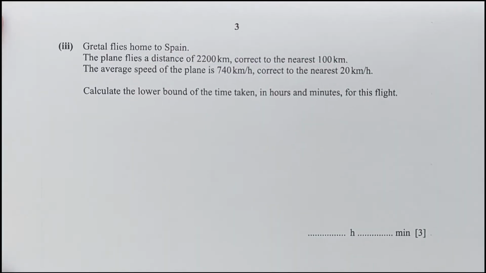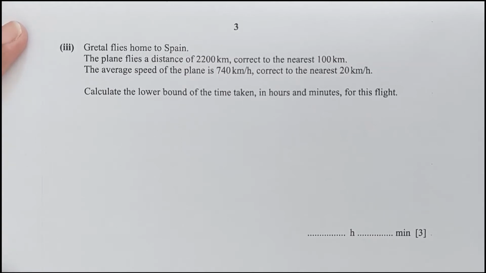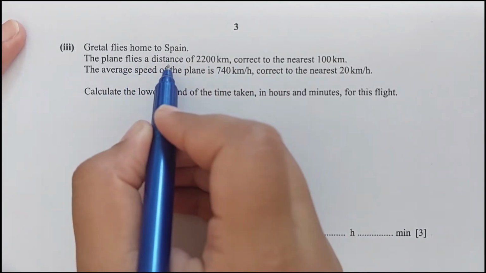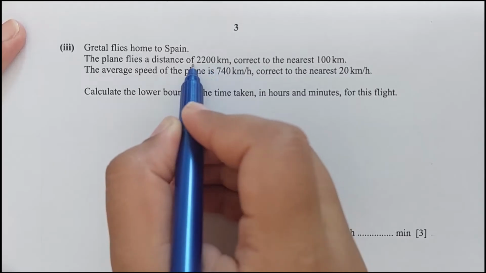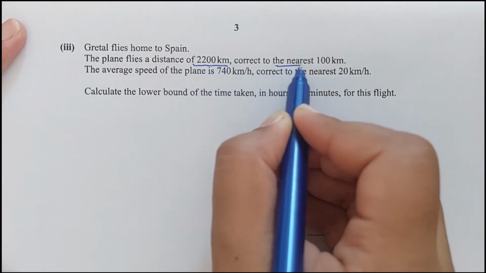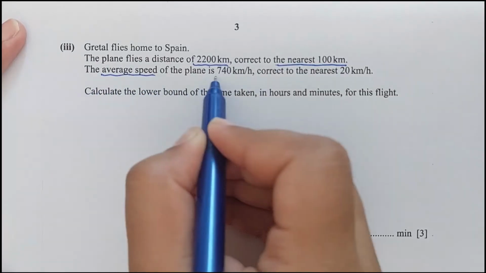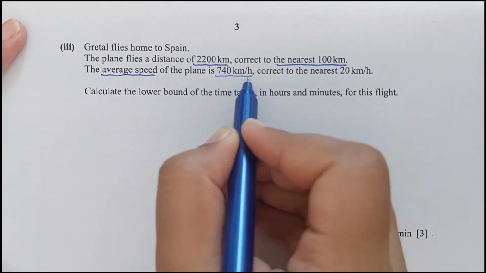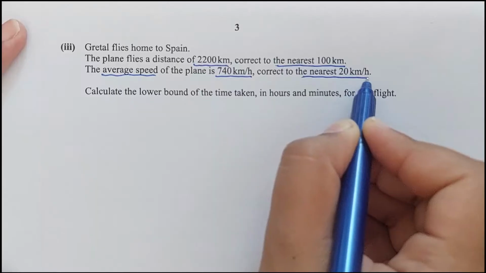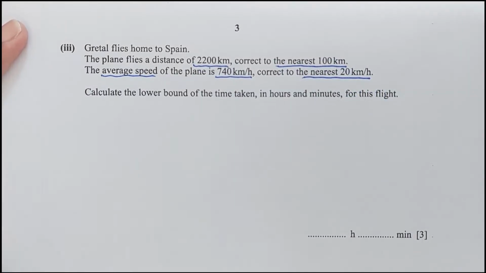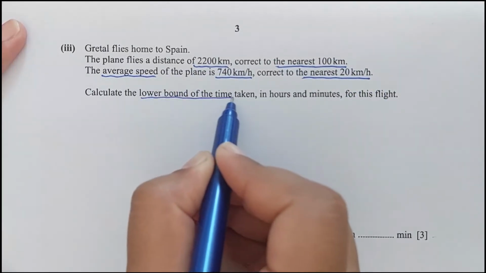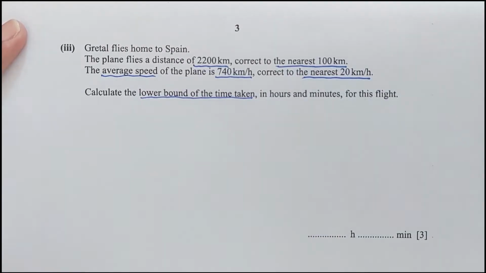Now for the third part, Gretel flies back to Spain. The plane flies a distance of 2,200 kilometers, correct to the nearest 100 kilometers. The average speed of the plane is 740 kilometers per hour, correct to the nearest 20 kilometers per hour. Calculate the lower bound of the time taken in hours and minutes for this flight.